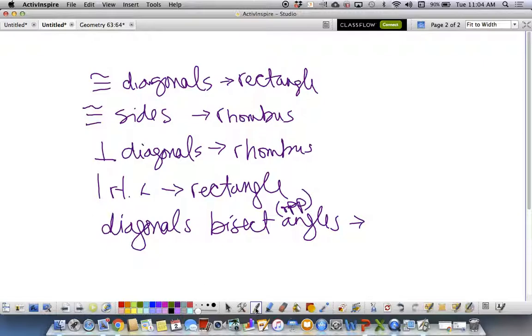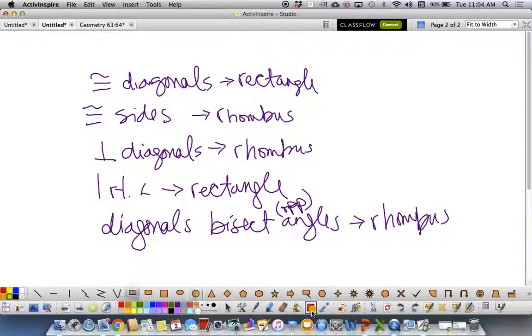There really are only 2 options. You have a 50-50 chance. Is it a rhombus? Landon, do you agree? Diagonals that bisect opposite angles: rhombus. Wait, why can't that be a rectangle? Because the diagonals don't bisect the opposite angles. They don't bisect the same.